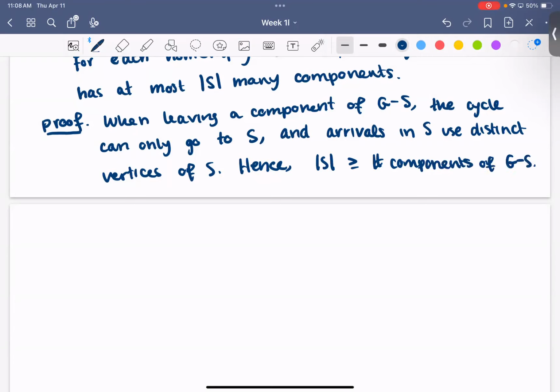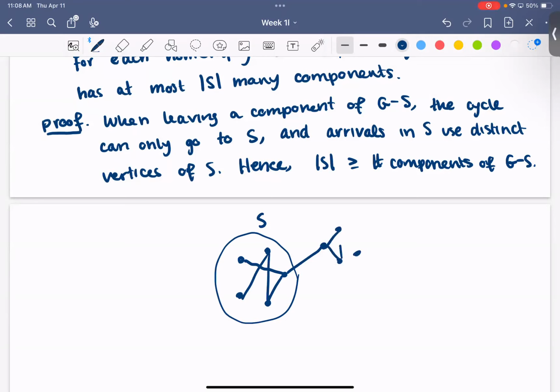Okay, so maybe I'll draw a picture. Let's say this is our set of vertices S, and maybe there are some edges in here. And we have components of G minus S.